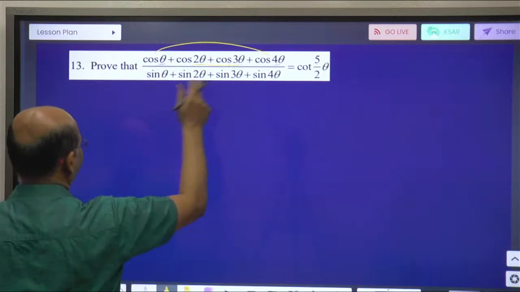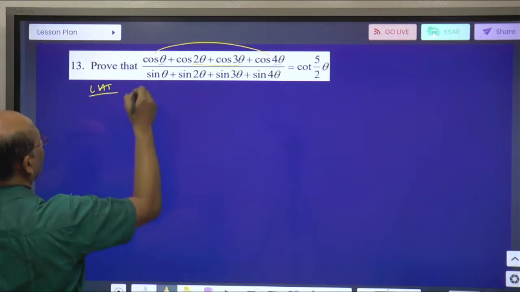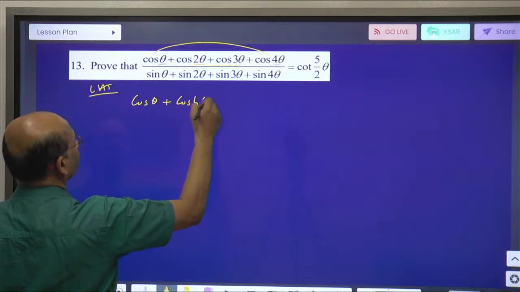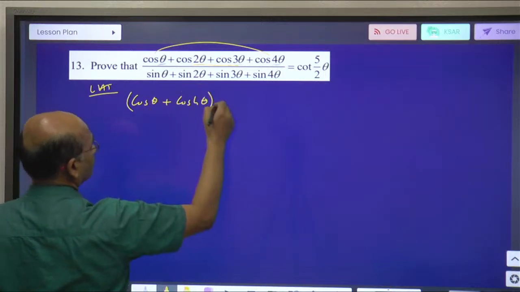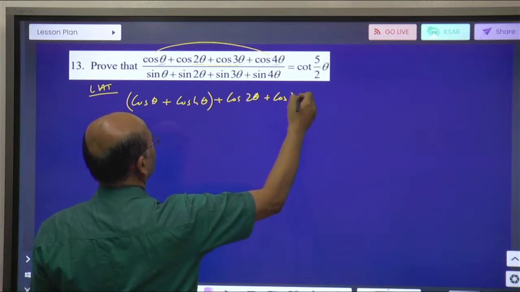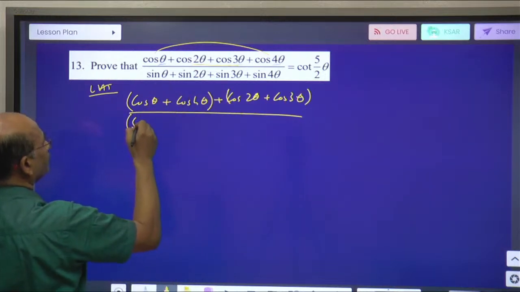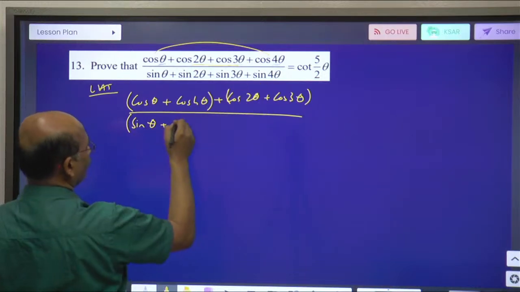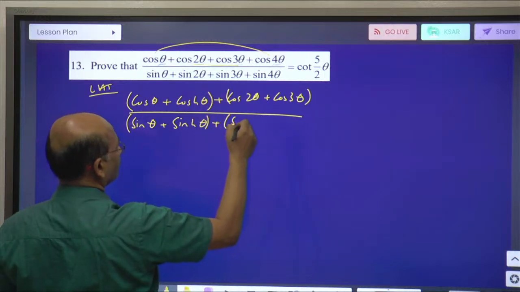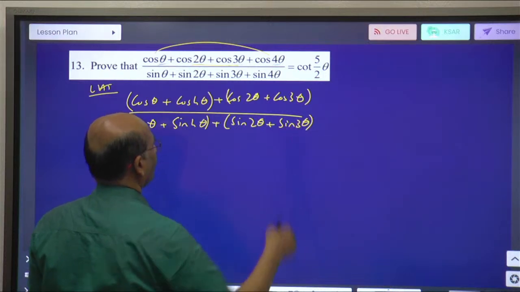So let us see this part. I will just write this properly again. So I am talking about the LHS. I will write cos theta plus cos 4 theta, I am arranging this, plus cos 2 theta plus cos 3 theta. Similarly, in the denominator also, sin theta plus sin 4 theta plus sin 2 theta plus sin 3 theta. Now let us look at the formula.